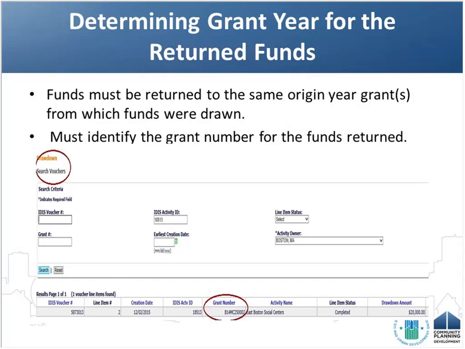If the draw was from multiple grants, when you return the funds, you need to split the return amount across multiple grants, to the dollar amount. If you drew down $10,000 from the 2015 grant and $10,000 from the 2016 grant, when you return the funds, you need to return $10,000 to the 2015 grant and $10,000 to the 2016 grant.